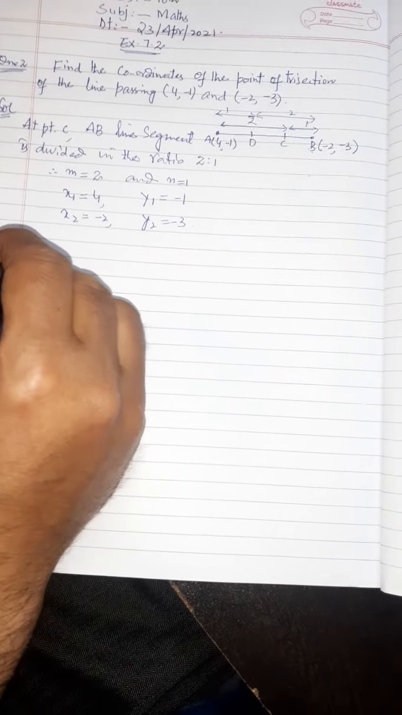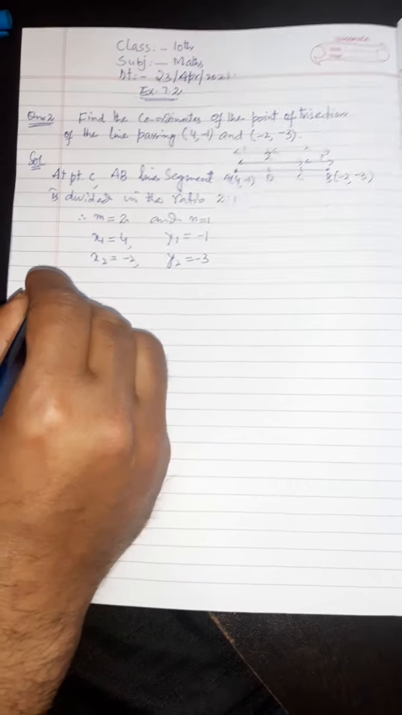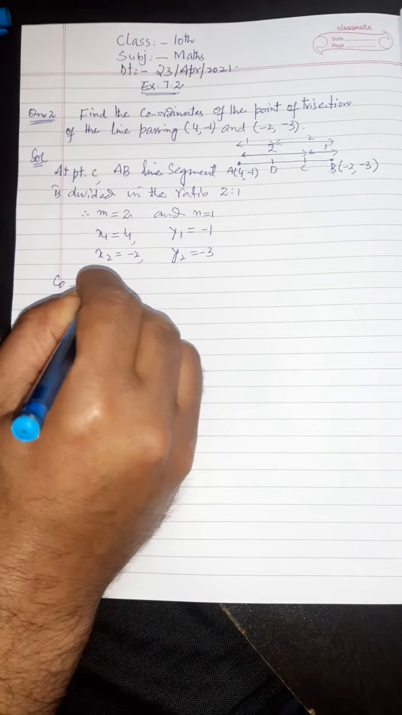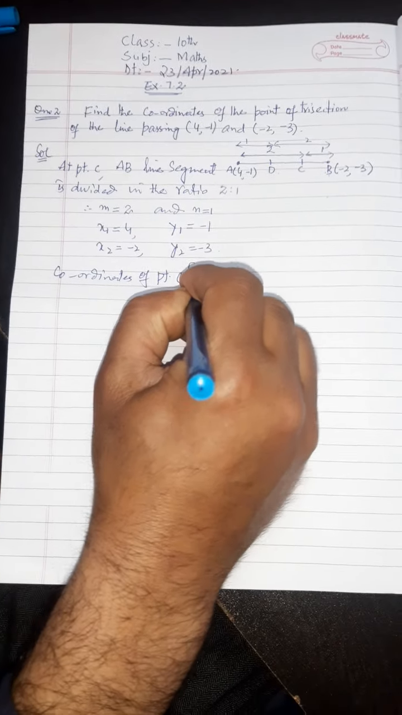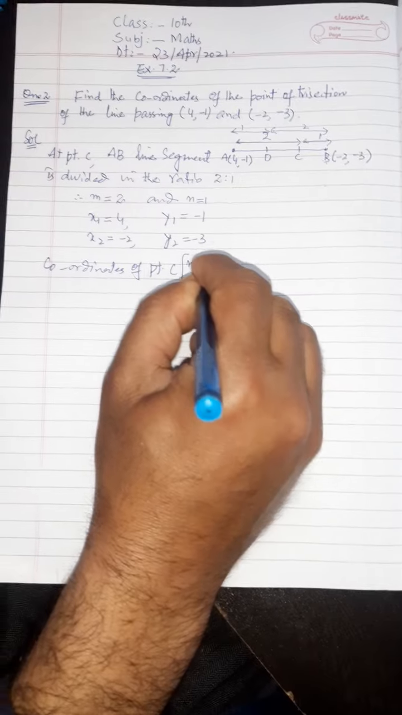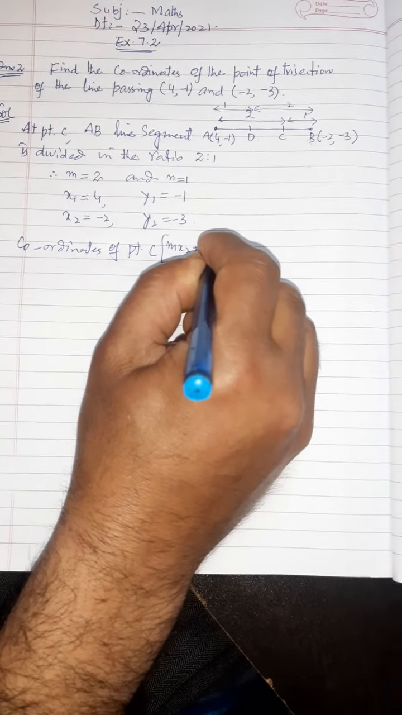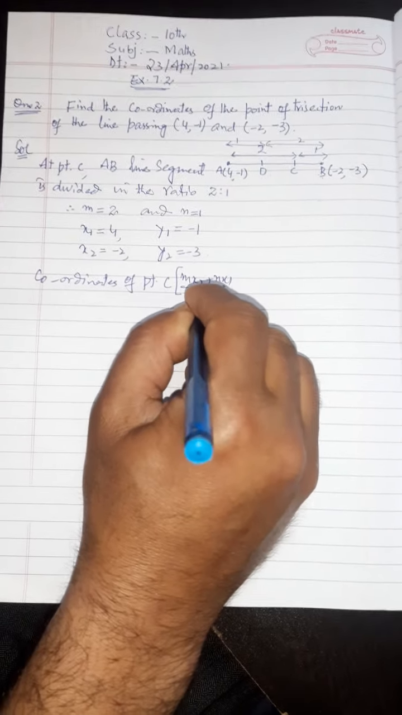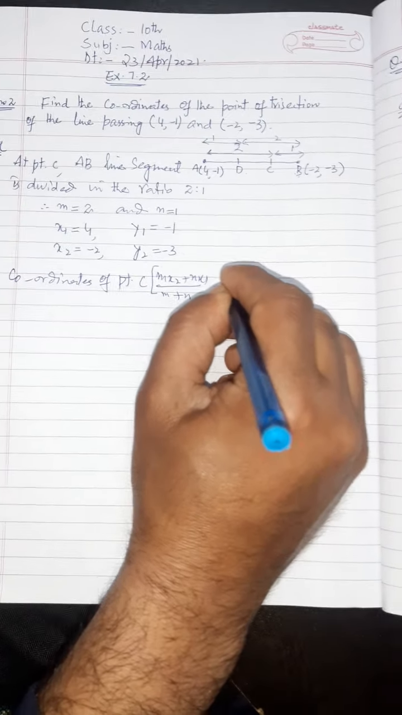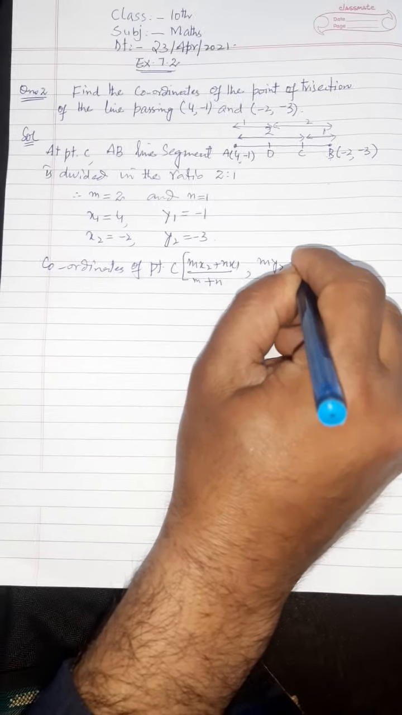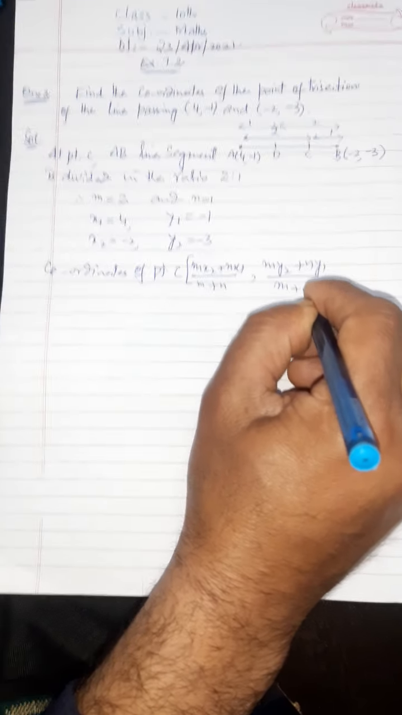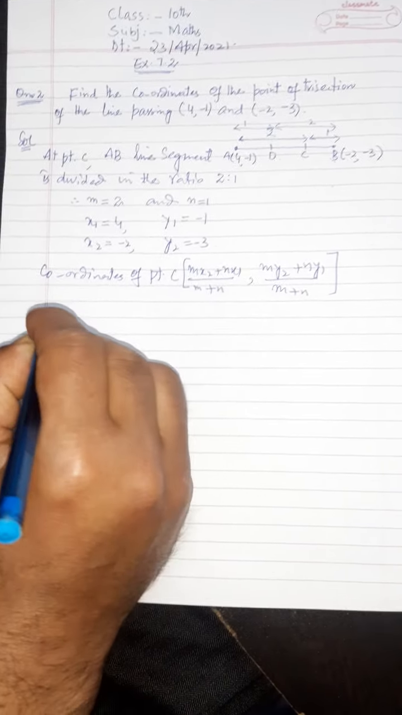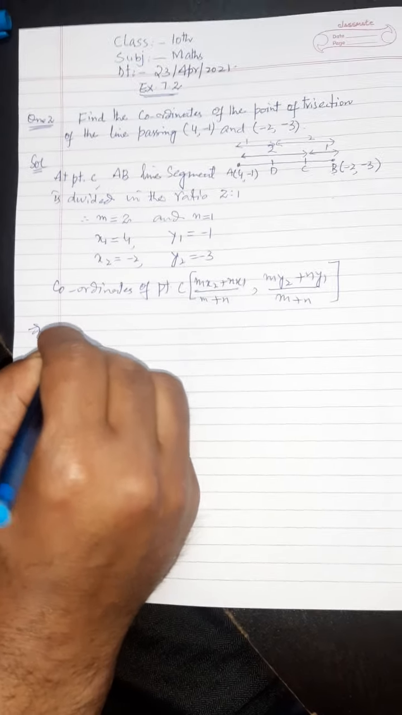Dear students, if we want to find the coordinates of point C, we will write it as coordinates of point C like this, and we will use here the section formula, and that formula is (mx2 plus nx1) divided by the sum of the ratio that is m plus n, and then (my2 plus ny1) divided by the sum of the ratio that is m plus n. This is the section formula, dear students. So we will write it further.